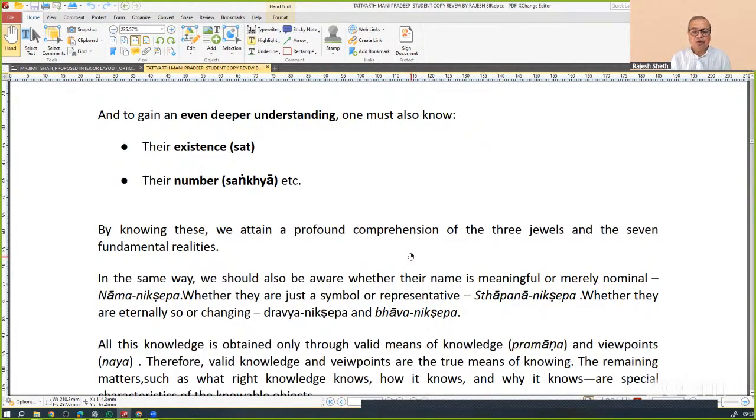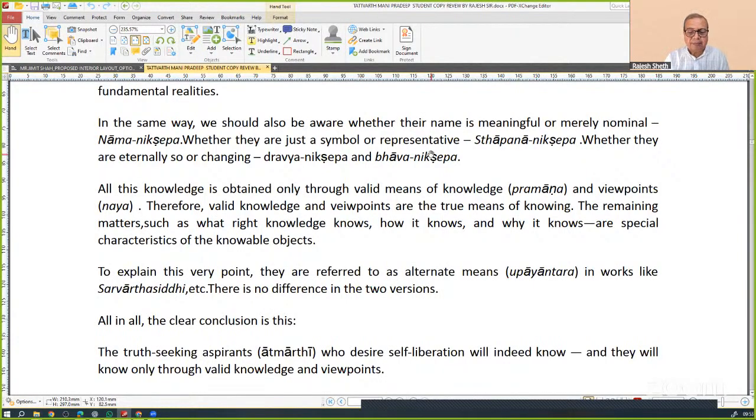In the same way, we should also be aware whether their name is meaningful or merely nominal, nam nikshep. Whether they are just a symbol or representative, sthapna nikshep. Whether they are eternal or changing, dravya nikshep and bhav nikshep. All this knowledge is obtained through valid comprehensive knowledge and viewpoints. Therefore, valid comprehensive knowledge and viewpoints are the true means of knowing.